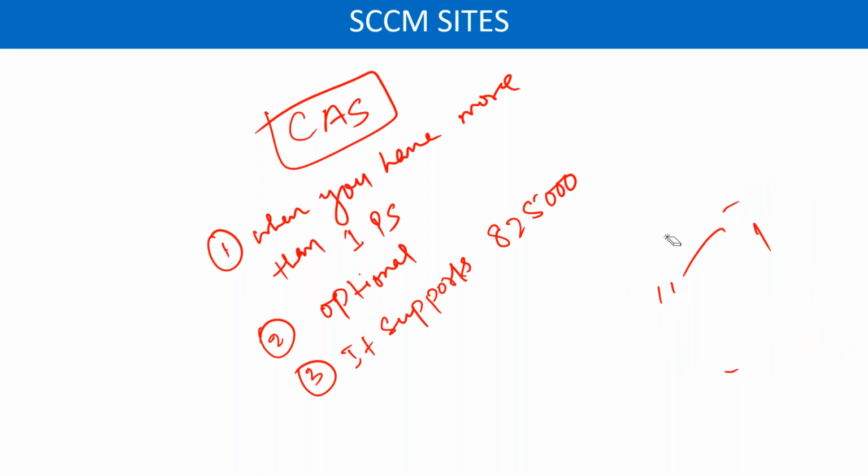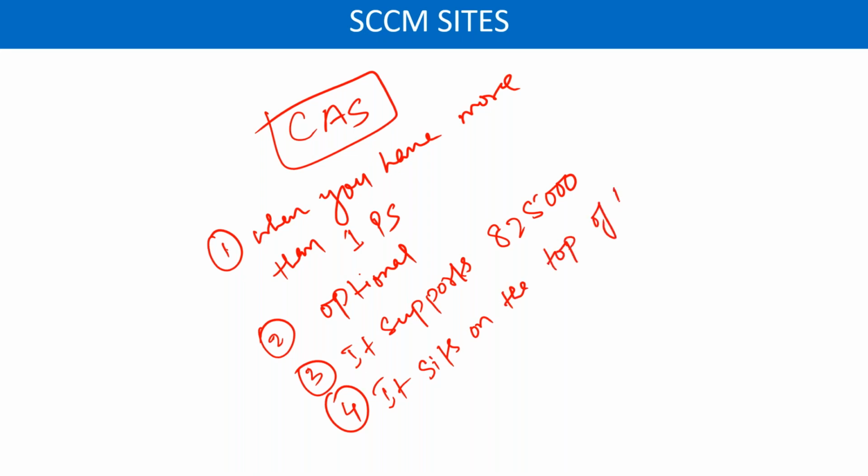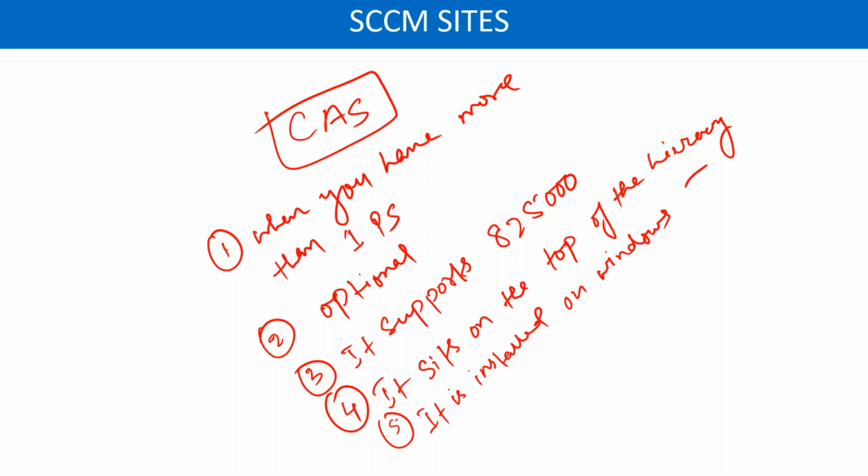Now the central administration site, as you saw in the picture, will always sit on the top of the hierarchy. Clear? Where will you install this? It is installed on Windows Server 2012 or greater. Point number six is it needs a database.